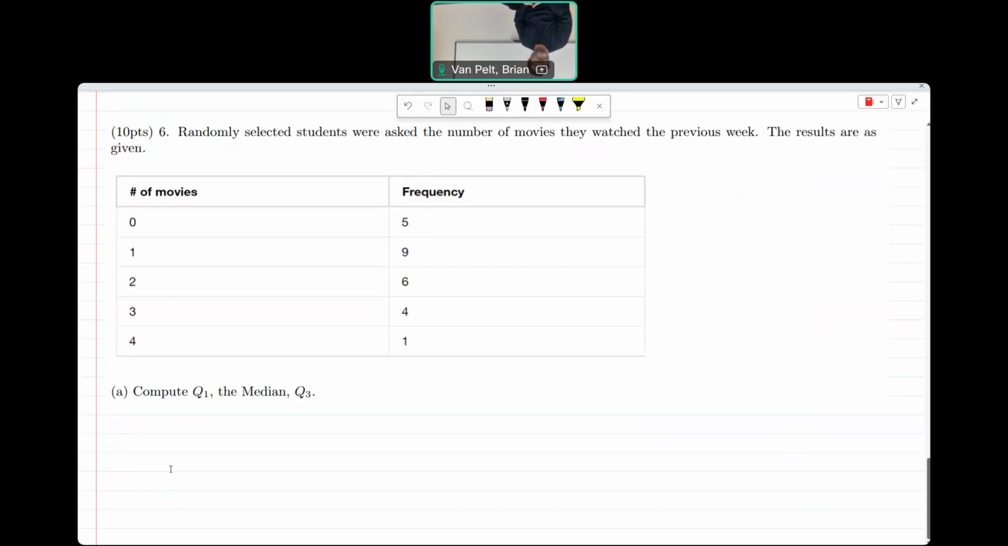So the first thing you want to do is try to find the middle of the data. If you want to find the middle of the data, you should know how many pieces of data there are. How many individual pieces of data are there in this problem? How many zeros are listed here? 5 of them. So there's at least 5. How many ones are there? 9. How many 2s are there? 6. You see, there's a whole bunch of data here.